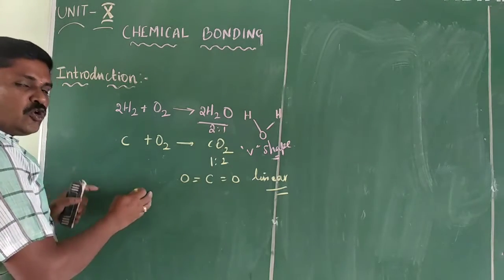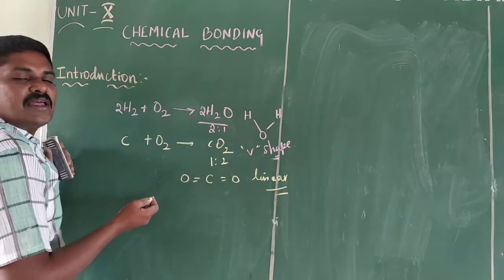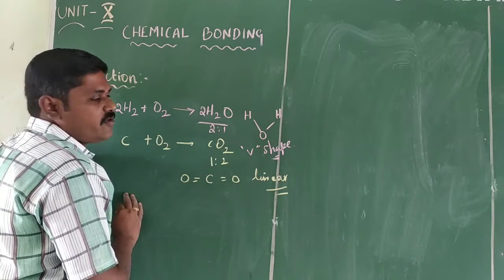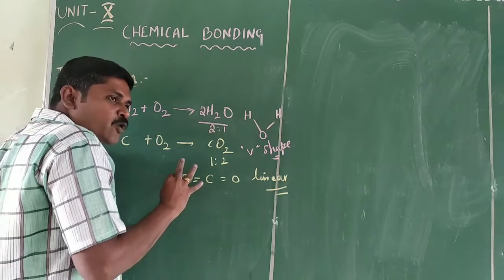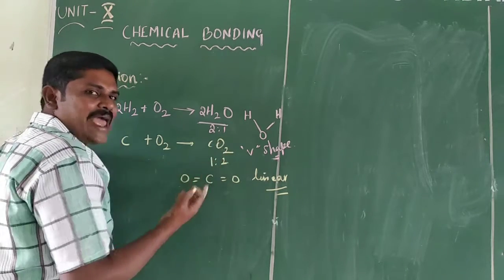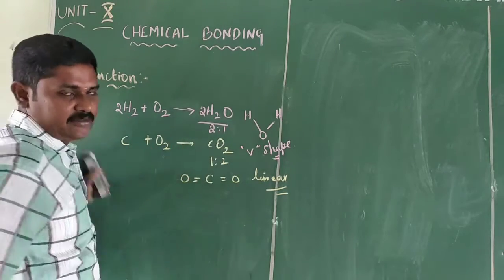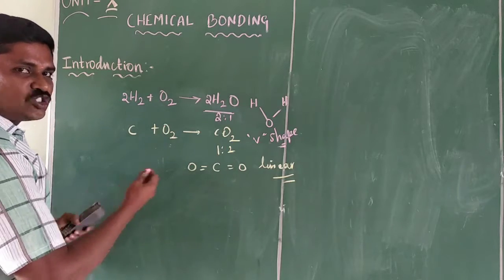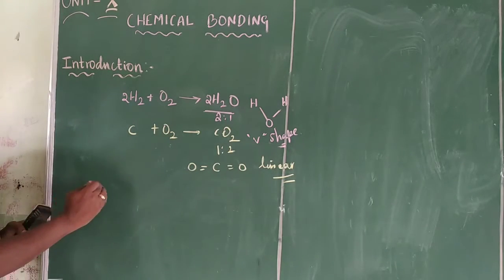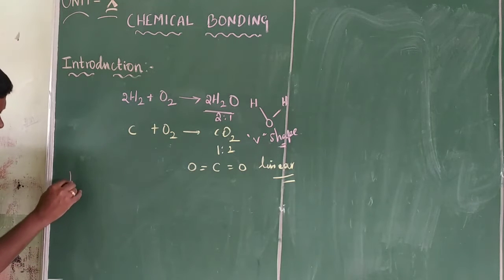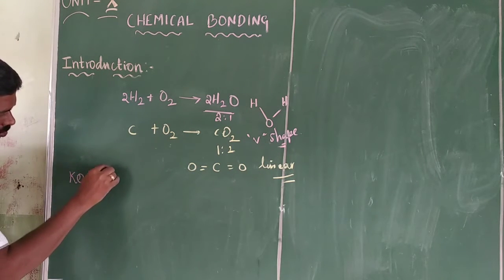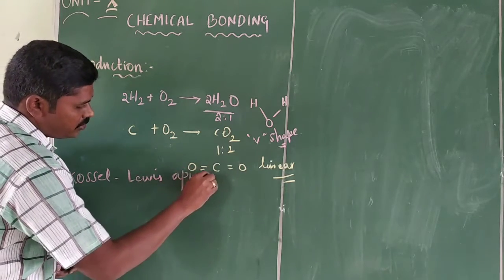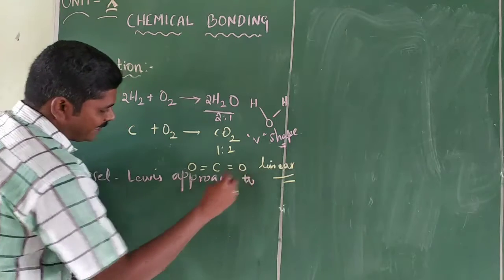In this unit we will analyze the various theories and principles which were developed over the years to explain the nature of chemical bonding. The next topic is the Kossel and Lewis approach to chemical bonding.